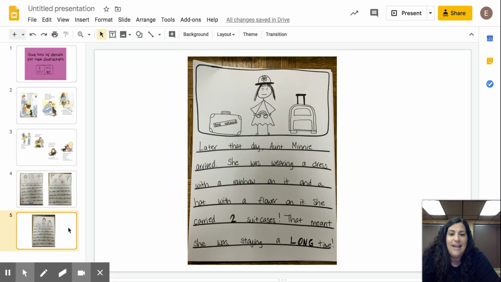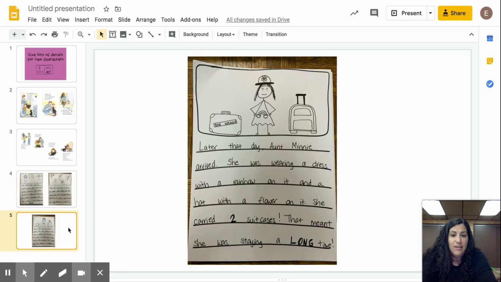Later that day, Aunt Minnie arrived. She was wearing a dress with a rainbow on it and a hat with a flower on it. She carried 2 suitcases. That meant she was staying a long time.